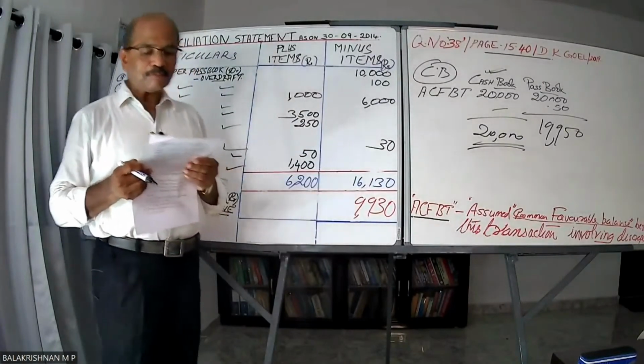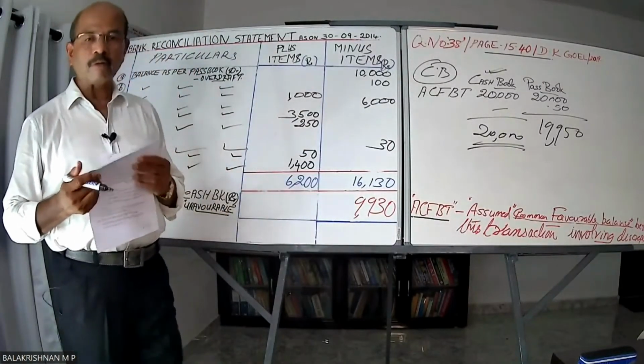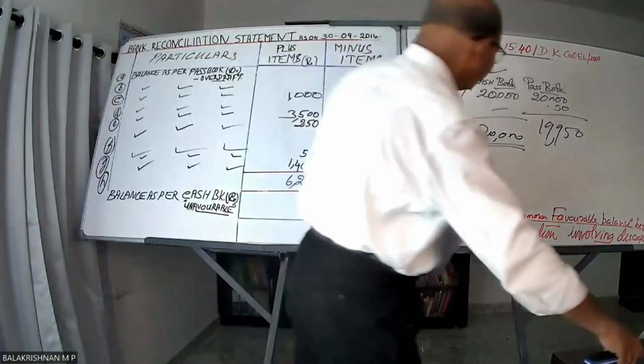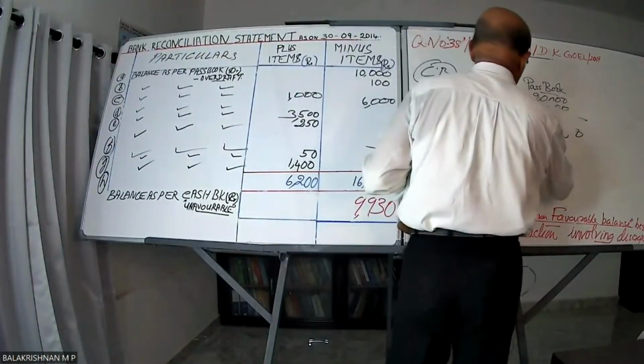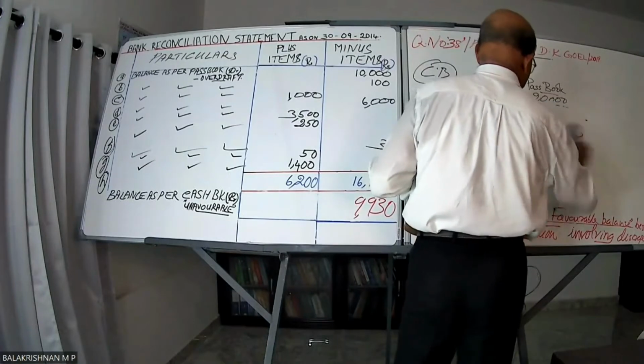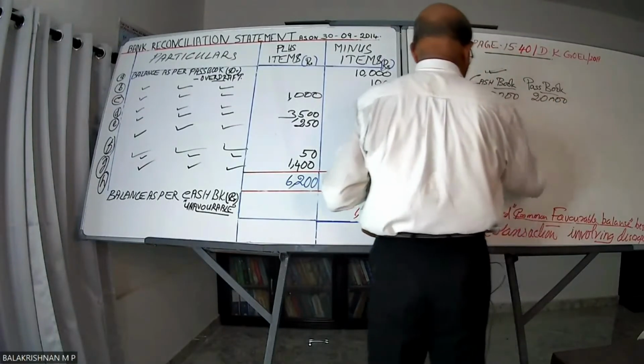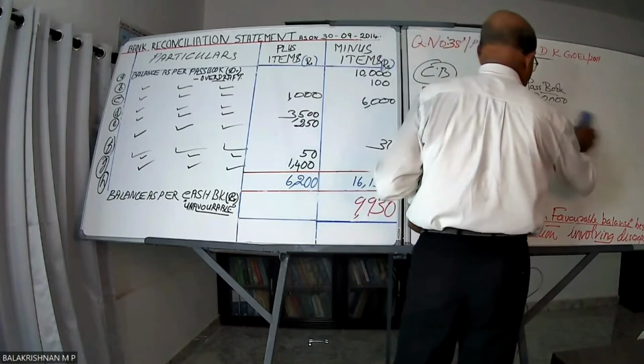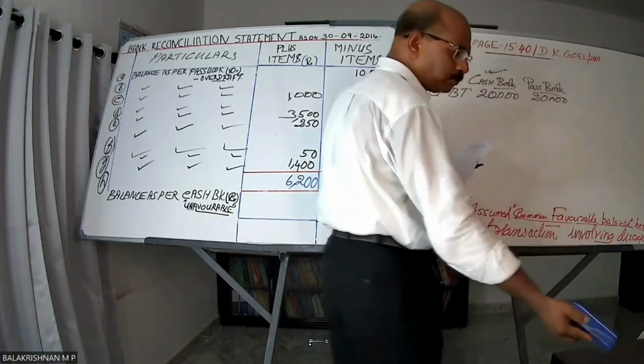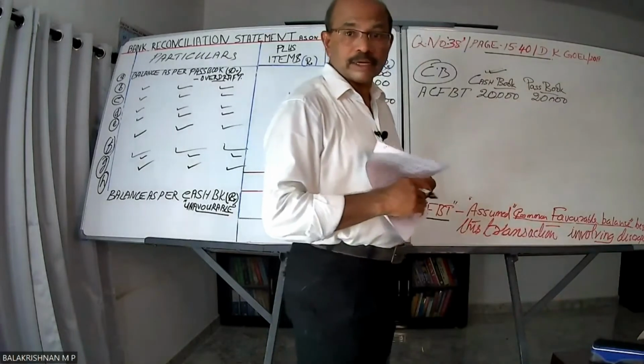Interest of rupees 1,400 was charged by the bank, but not recorded in the cash book. So very plain cases only, right? Bank charge, that you should always see. The word interest, just don't think you are getting credit. Sometimes they may debit you also because of overdraft. You may have to pay to the bank.